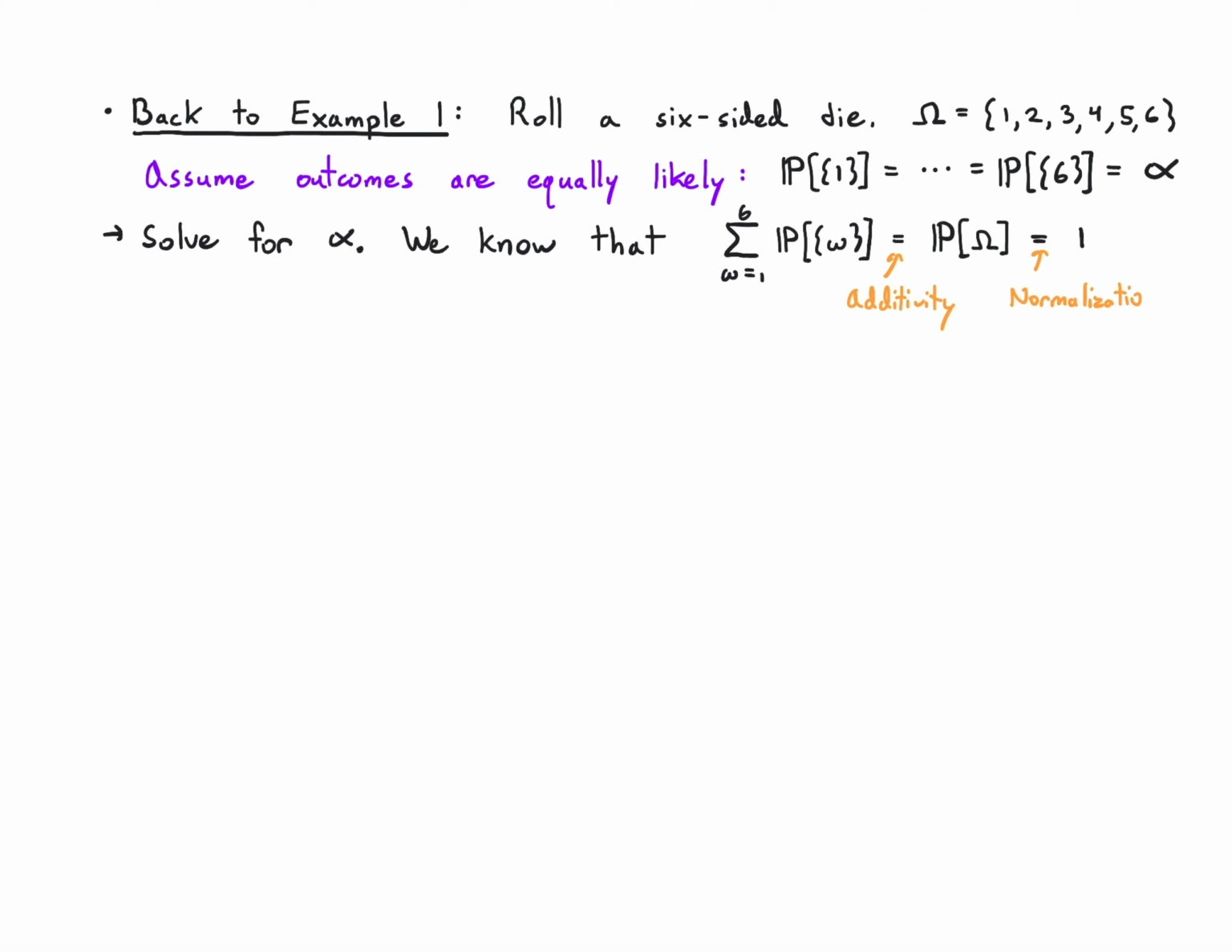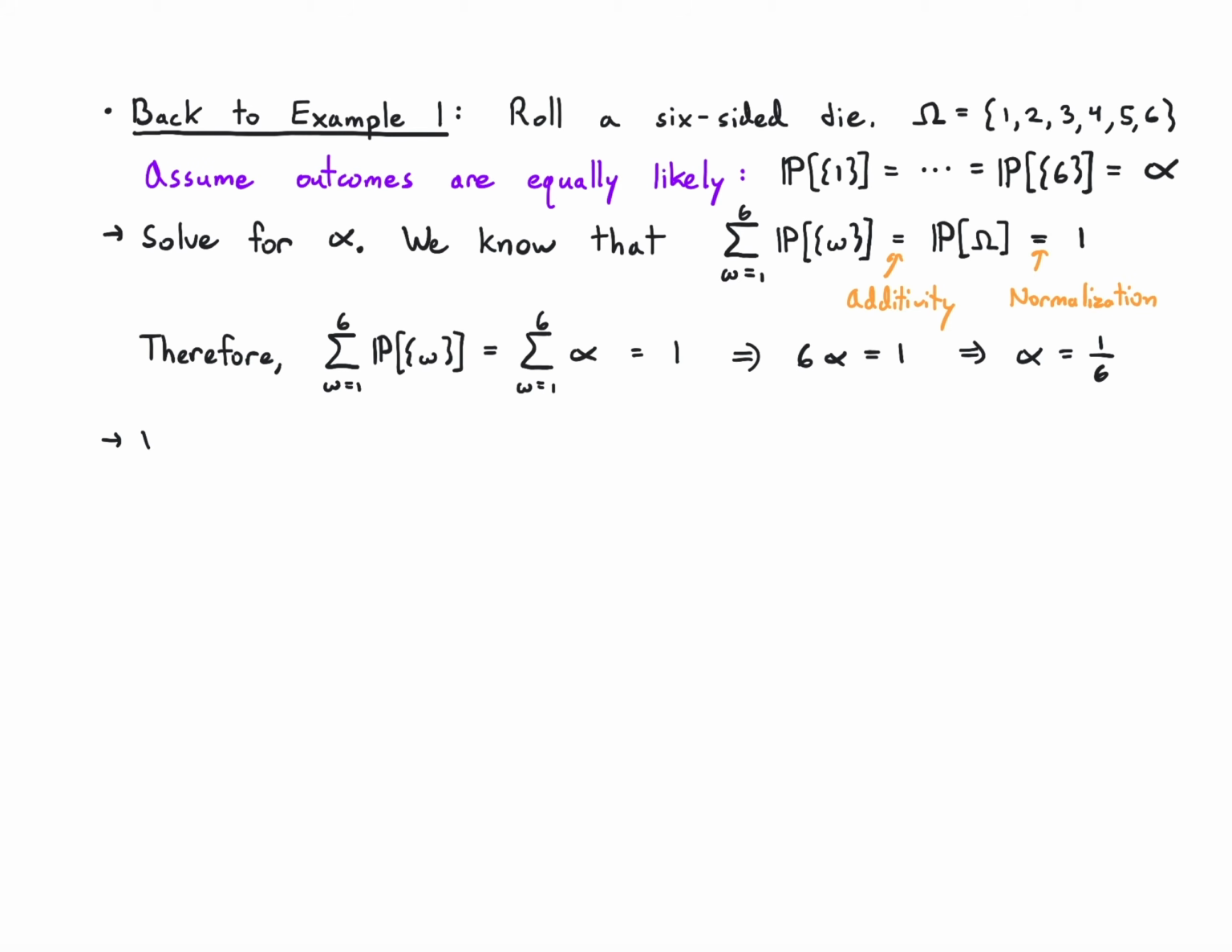Taking these two facts together, what I find is that the sum of the probabilities of these individual outcomes is just the sum from 1 to 6 of alpha, because they have the same probability. That's equal to 1. So that's the same as saying that 6 alpha is equal to 1, which is the same as saying alpha is equal to 1/6. Same thing I was saying intuitively, but we did it formally.